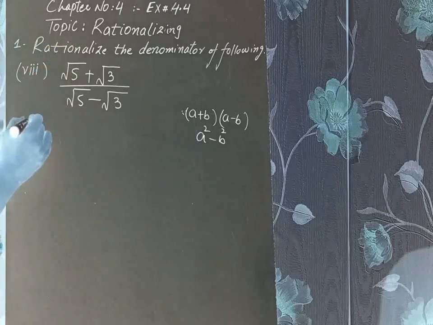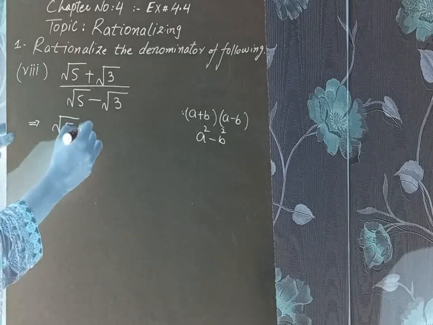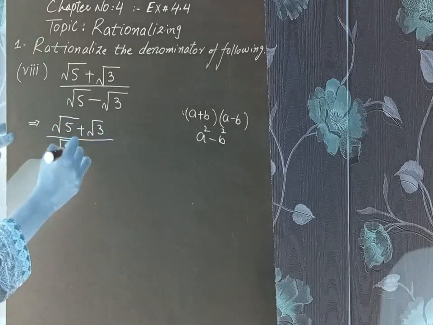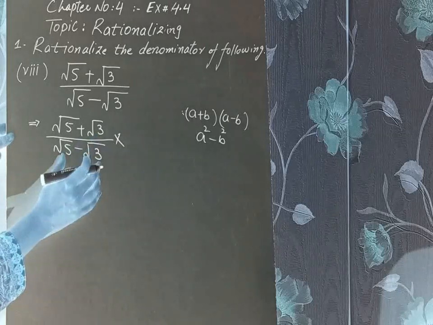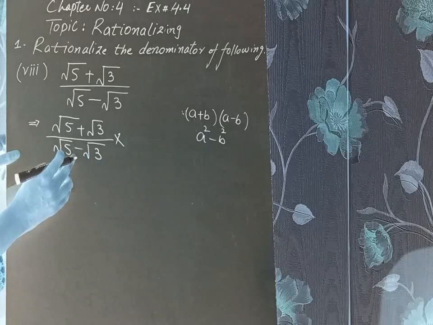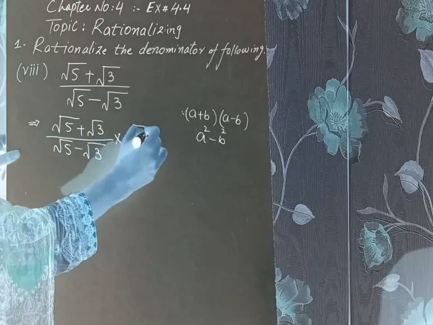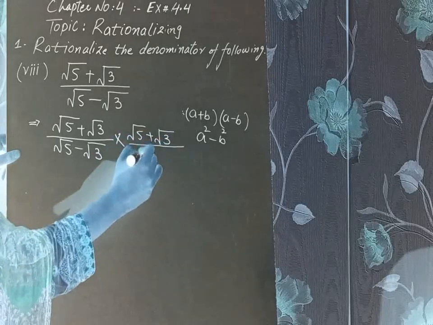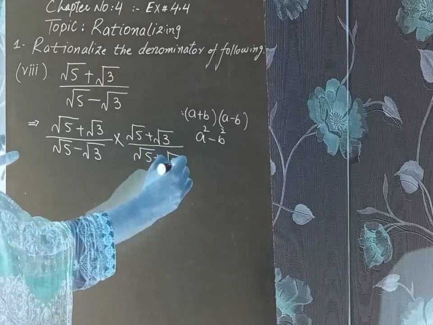First I will write this expression. Under root 5 plus under root 3 divided by under root 5 minus under root 3. Multiply by the conjugate of the denominator. Its conjugate will be, as I've told you, with the sign changed: under root 5 plus under root 3. And divide by this, under root 5 plus under root 3.